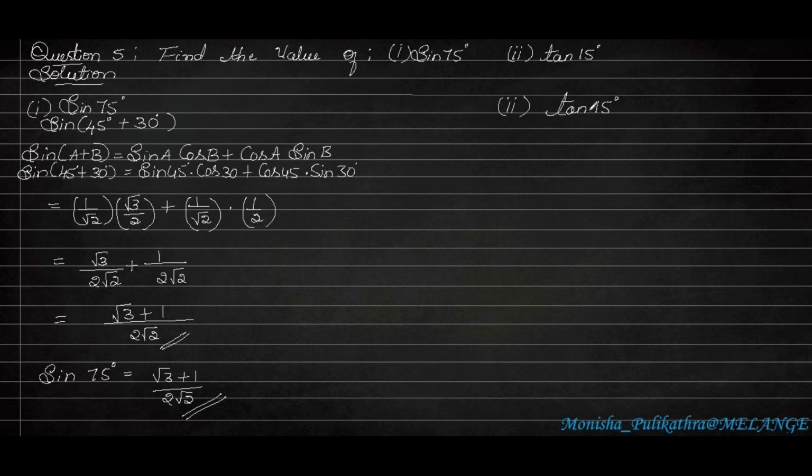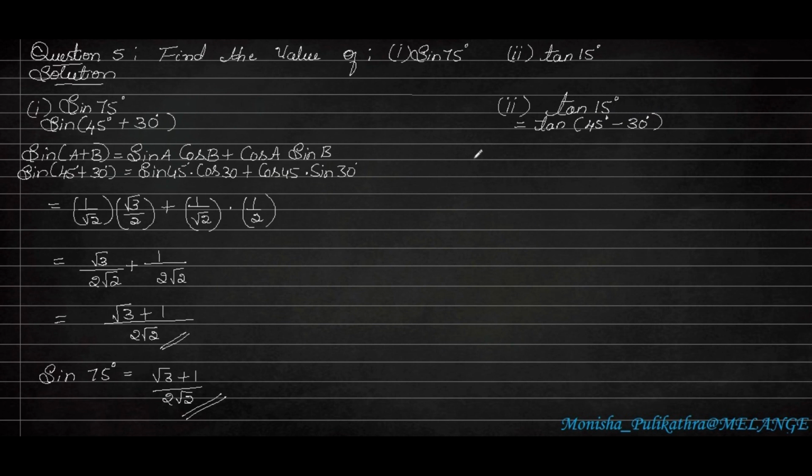In the same way, we have to calculate for tan 15. So tan 15 we can reduce into another form, that is tan of 45 degree minus 30 degree. Here we did the addition, whereas here we have to do the subtraction. So tan 45 minus 30 is 15 degree.